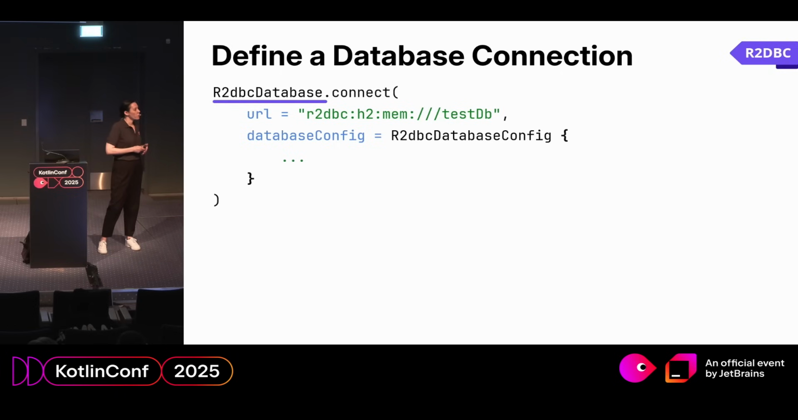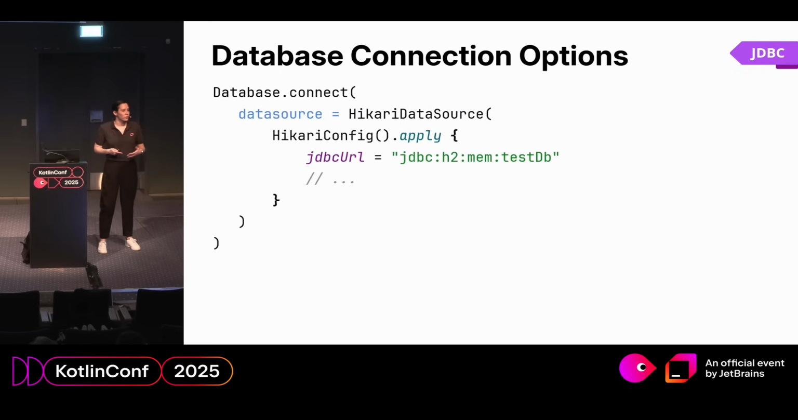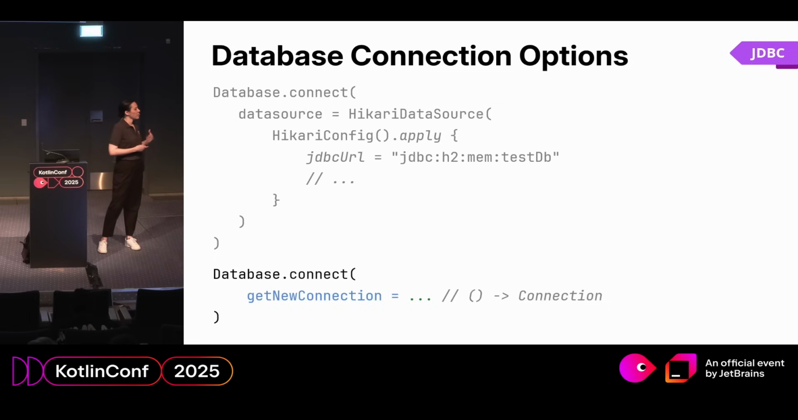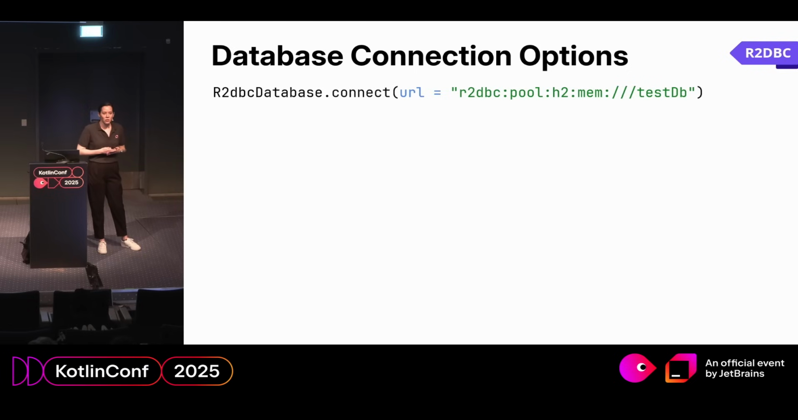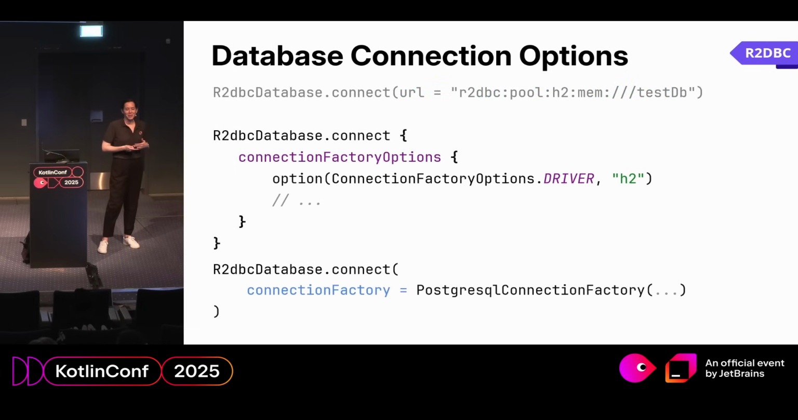And much in the same way that JDBC has overloads, whether you want to provide a data source or a function to get a connection instance directly, R2DBC also has overloads, whether it's a mining URL, a pooling URL, or whether you want to do programmatic connection factory discovery directly.